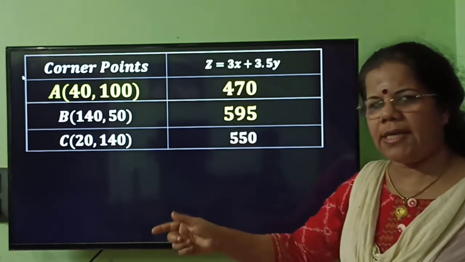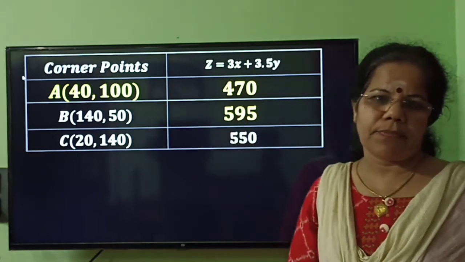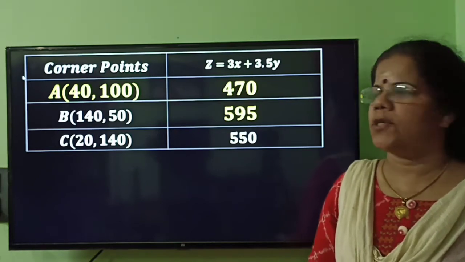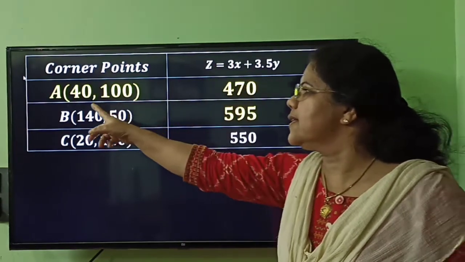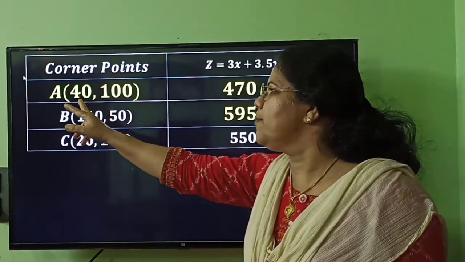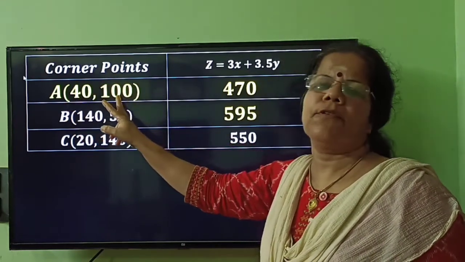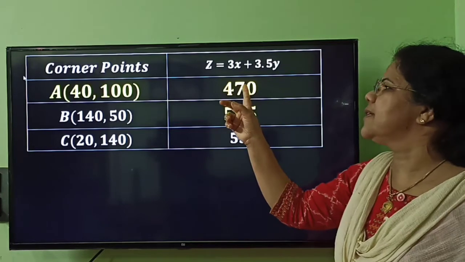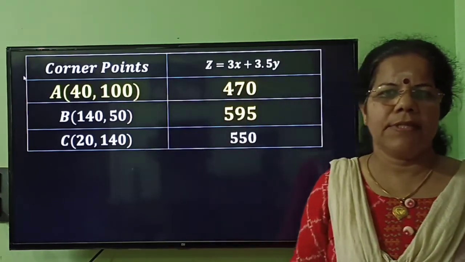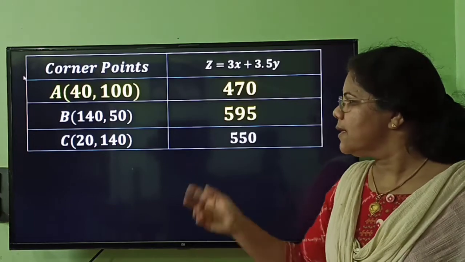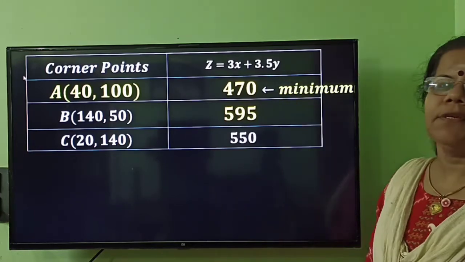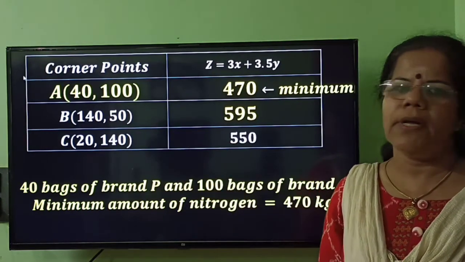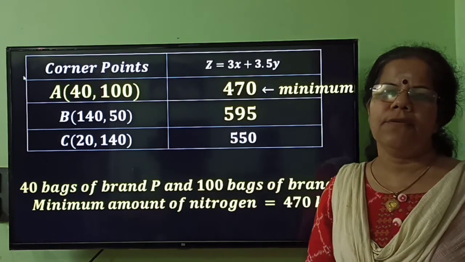One more additional part was the maximum amount of nitrogen, and in what way we have to mix brand P and brand Q. So here the minimum value is 470. When we take 40 bags of brand P and 100 bags of brand Q and mix, the mixture contains 470 kilograms of nitrogen, which is the minimum one. Now we will go to the next one. Here the minimum value is 470. So 40 bags, what I explained already, right? 40 bags of brand P and 100 bags of brand Q, and the minimum amount of nitrogen is 470.